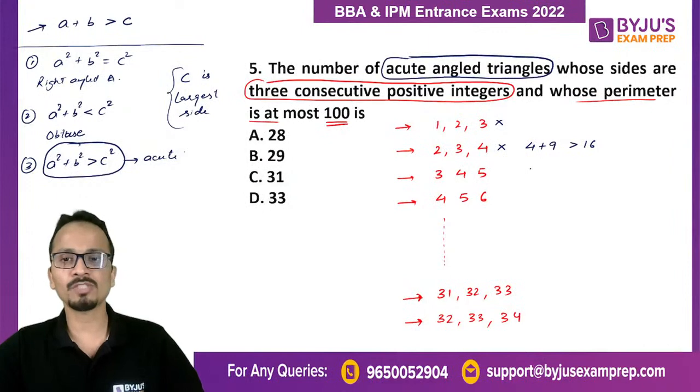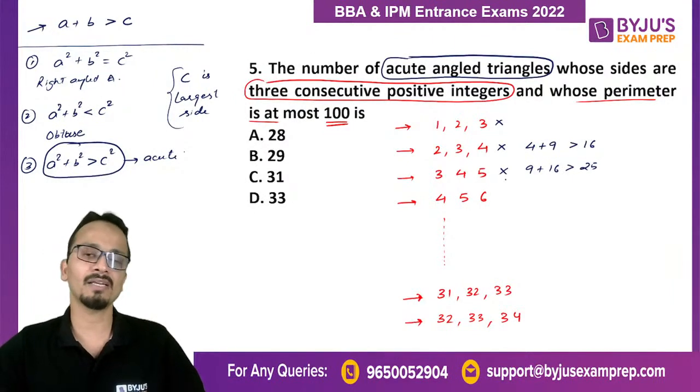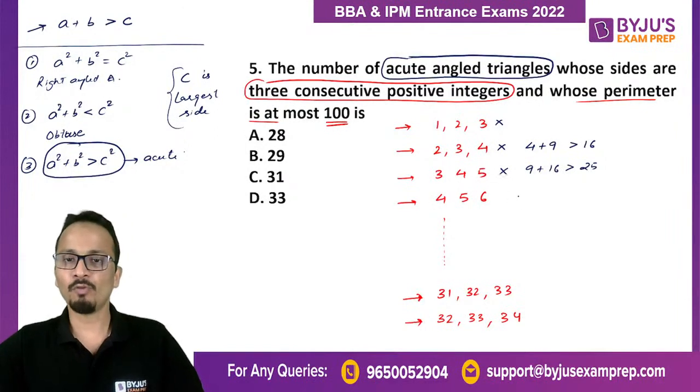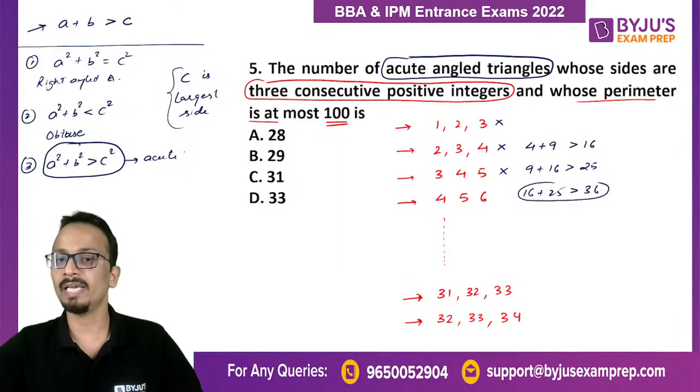Next, 3 square plus 4 square. On the right hand side, it is 25. So is it greater? No, it is not greater. It is equal. So this is a right angled triangle. 4 square plus 5 square is greater than 6 square. Yes.